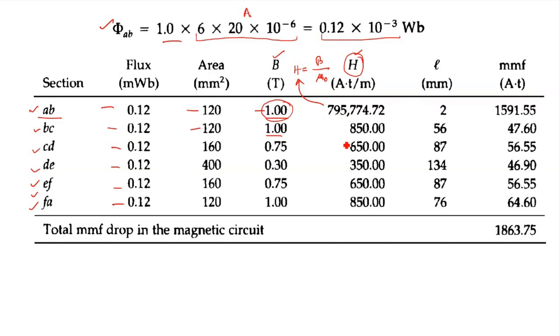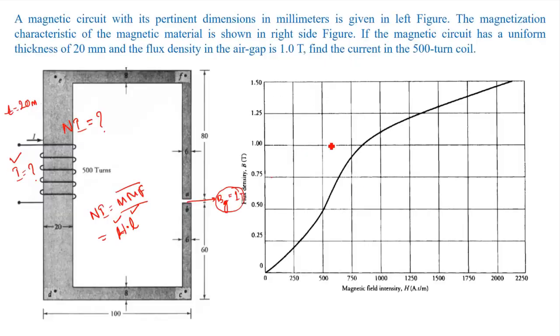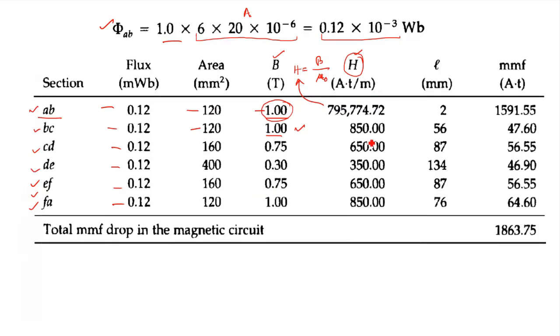And for other sections, I will follow the magnetization curve. Like for section BC, the B is 1 Tesla. So 1 Tesla is here, right? Now corresponding to this, if I make a projection to the H axis, this value will give me the corresponding H value, around 850 ampere turn per meter. Similarly, for all sections, I can find H corresponding to the calculated flux density. Then after calculating H for the respective sections, I'll multiply by the mean length.